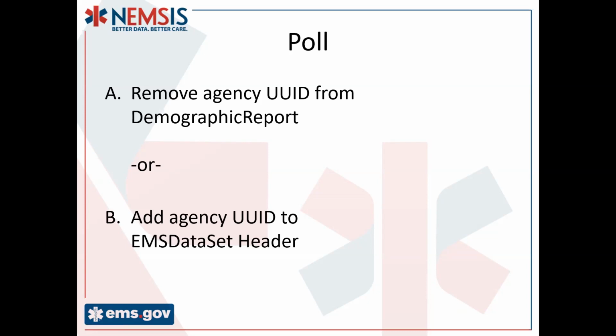Okay, so those are the two options: remove it from the demographic report or add it to the EMS dataset header. Looks like Julianne has the poll up on the screen now, so you should be able to take a moment and tell us which way you're leaning. Again, if you think there's a third option, like we keep it just like it is in the candidate release and don't make a change, we'll need to hear from you, since options A and B are the only ones on the poll.